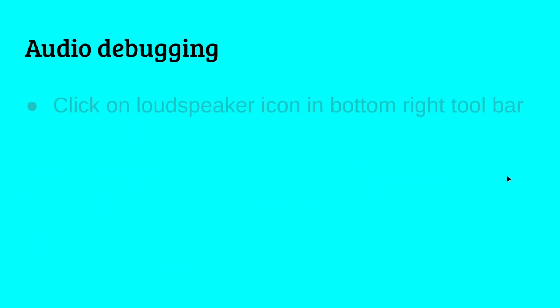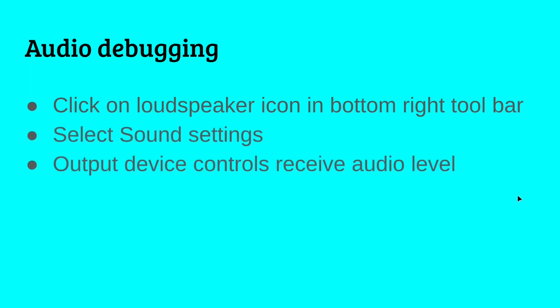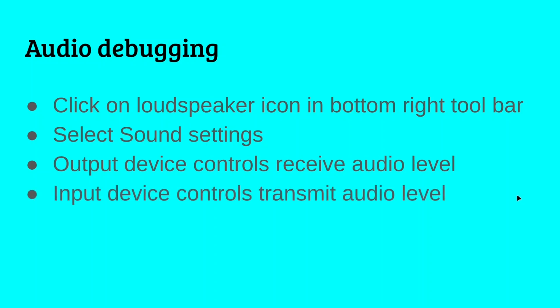Okay, for the audio setup, you need to click on the loudspeaker icon on the bottom right toolbar, select sound settings. The output device controls the receive audio level. The input device controls transmit audio level. There are controls in WSJTX, but I found that the receive audio level was not controllable from within the program, and it had to be controlled from within the sound settings on the computer.